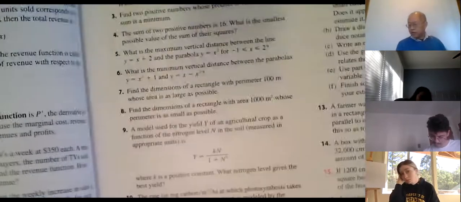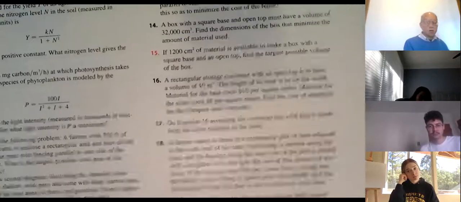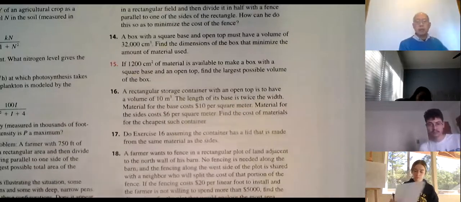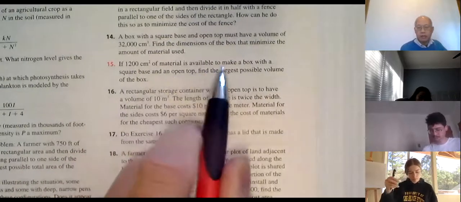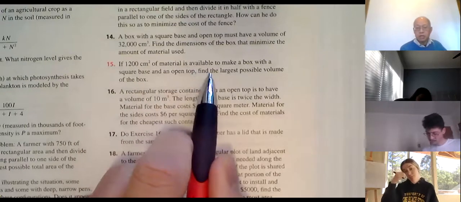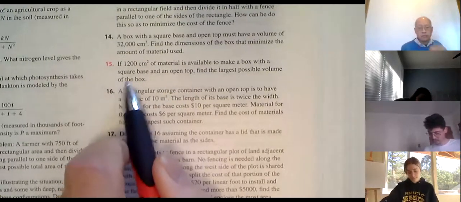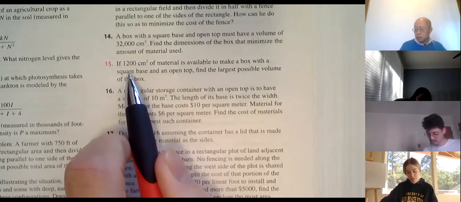The next one I want to show you is, well, I think I did 15, but I'll go over it again. I've gone over it quickly. 12,000 centimeters squared of material is available to make a box with a square base and an open top. Find the largest possible volume of the box. Okay, so we talked about the box already.